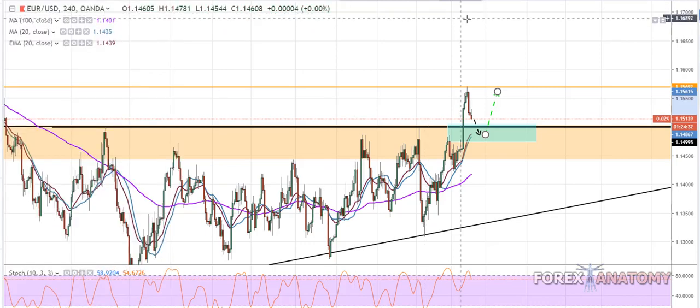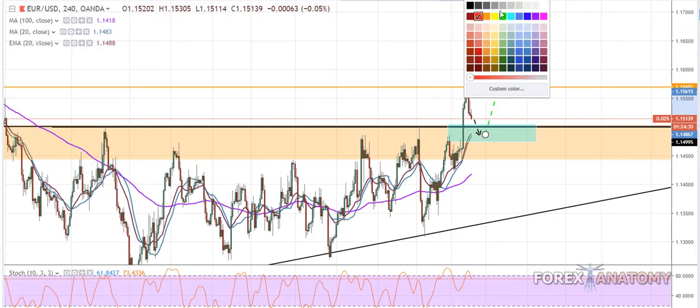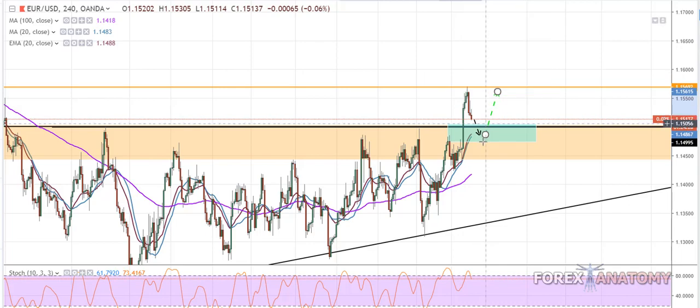And I believe it should take place maybe sometime this afternoon. We don't know, but just be aware of this particular setup. I'll let you guys know when I do enter this trade. But that's it for this particular pair.